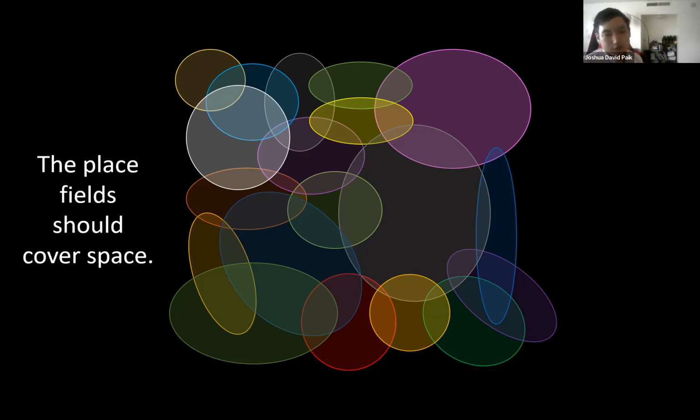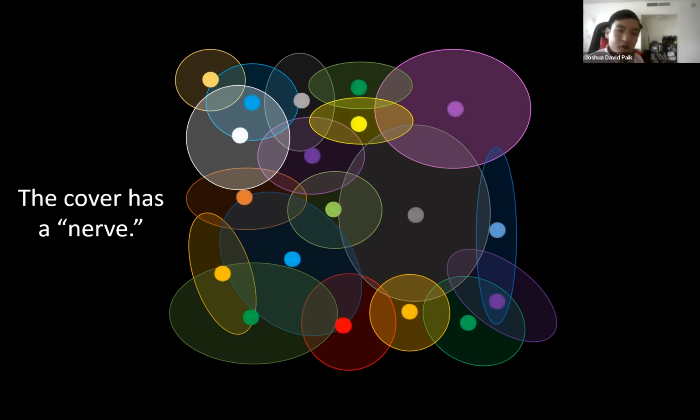the place fields should cover space. And well, okay, so we have a cover. What can we do with the cover of a space? Let's say it's a compact space. What can we do with the cover of a space? Well, we can build a nerve. So how do we build a nerve? We associate a vertex with every single place field, with every single convex body, and we draw an edge between vertices if the convex sets intersect.